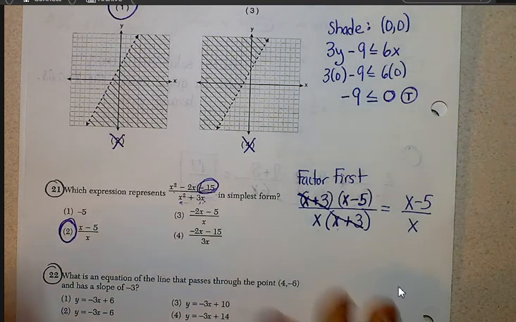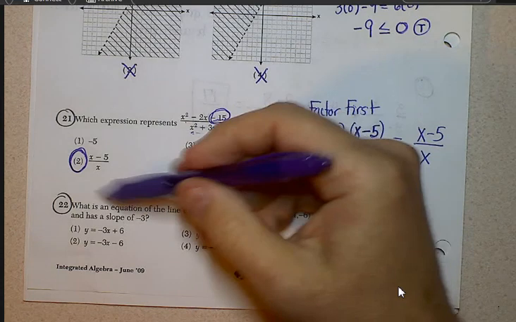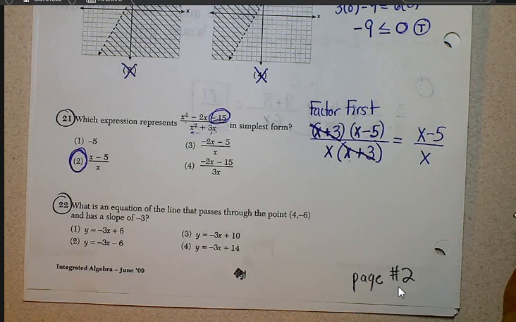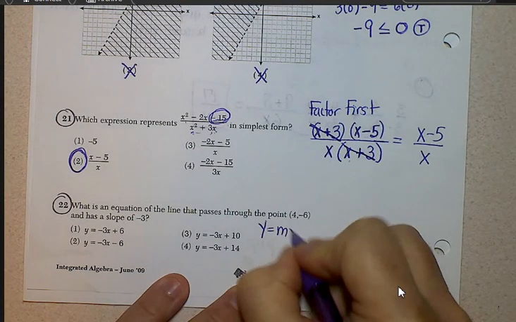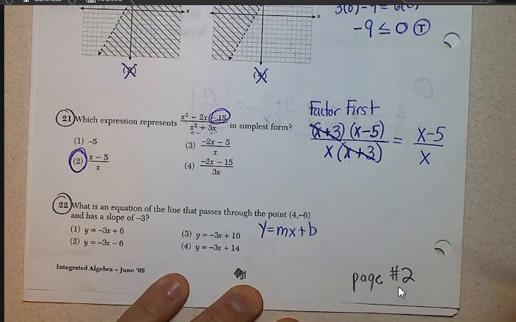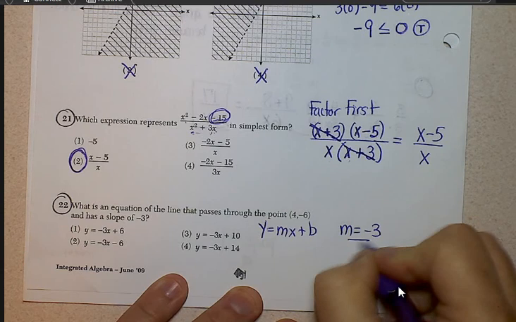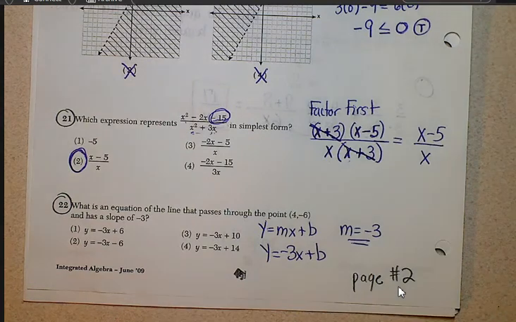Next piece, bottom question, it says, what is the equation of a line that passes through the point 4, negative 6, and has a slope of negative 3? Well, first of all, we look at the fact that y equals mx plus b, and they're telling me that my slope has to be a negative 3. So the number in front of x has to be a negative 3. We know that. So the first thing I'm going to do is see if there's anything that I have to worry about here, maybe canceling a choice out. And the answer is no.